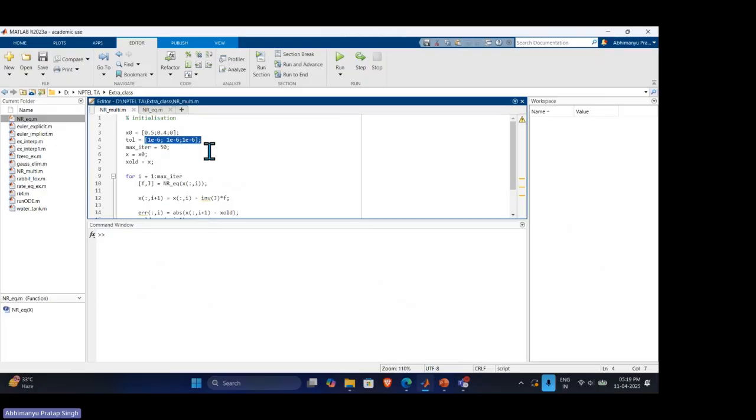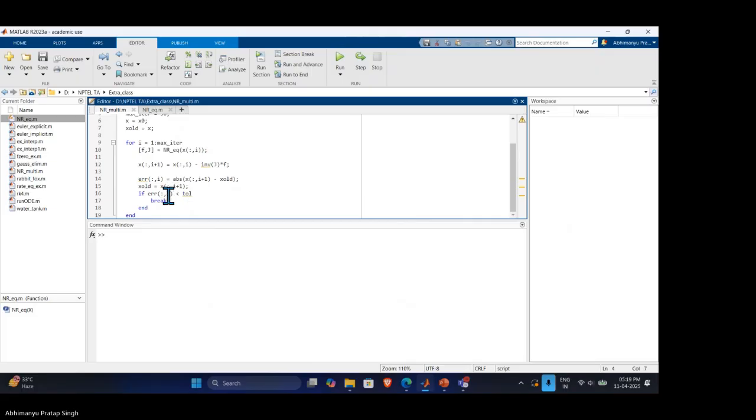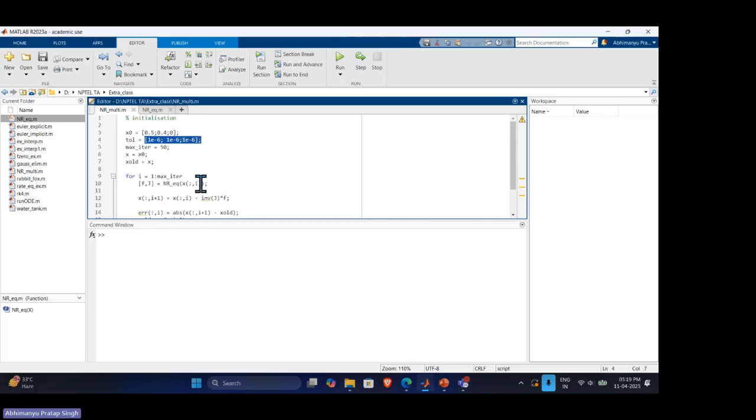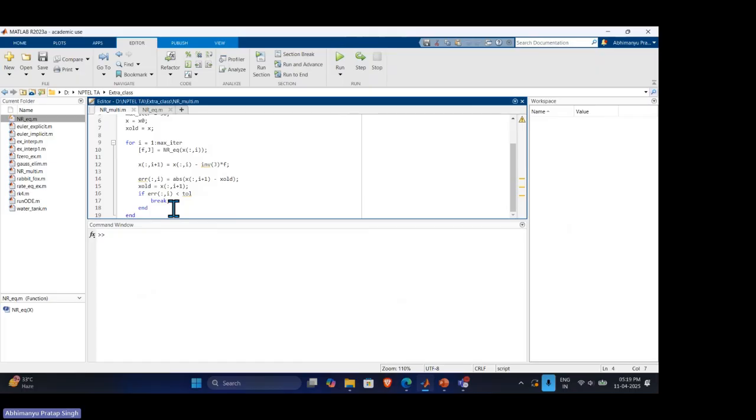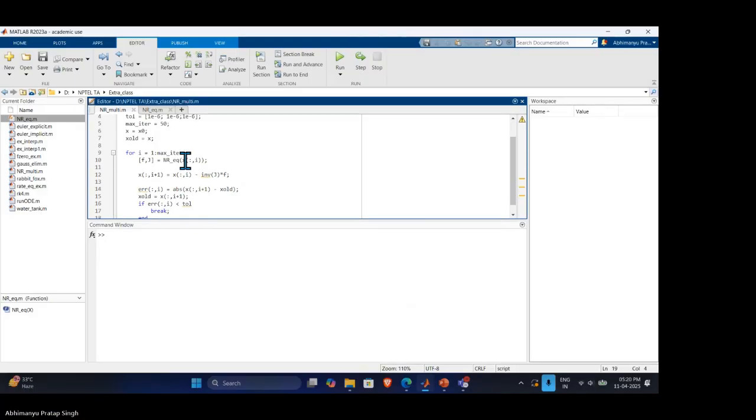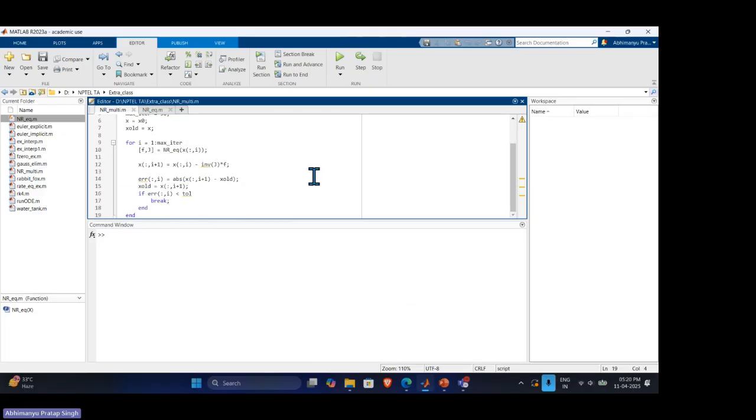So we check that the difference between the current x and the previous x is less than 10 to the power minus 6 for all three values, first, second, and third. And if it's like that, then we break out of the for loop and end the computation. Okay. I think that is it. So I will run this now.